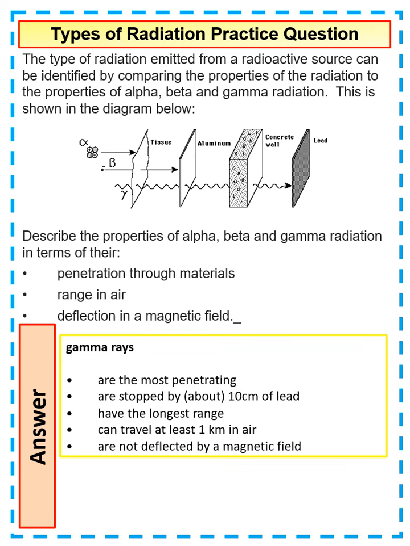And finally, gamma radiation is the most penetrating. You need about 10 centimeters of lead to stop it. It has the longest range, and because it's only a wavelength, it is not deflected by a magnetic field.